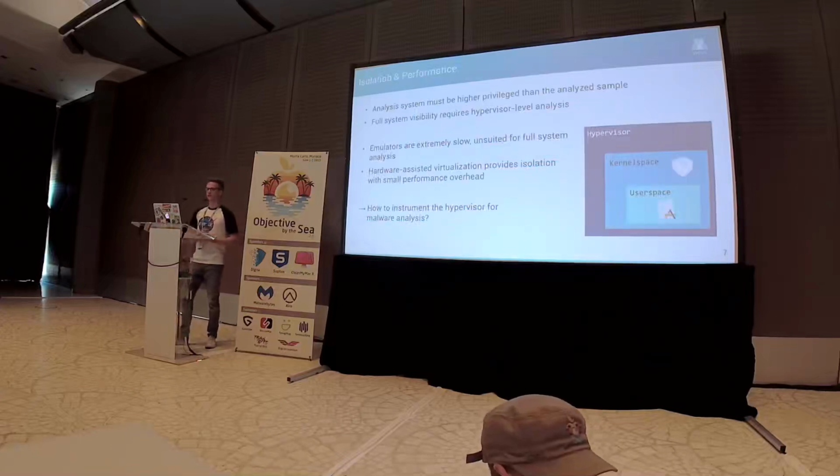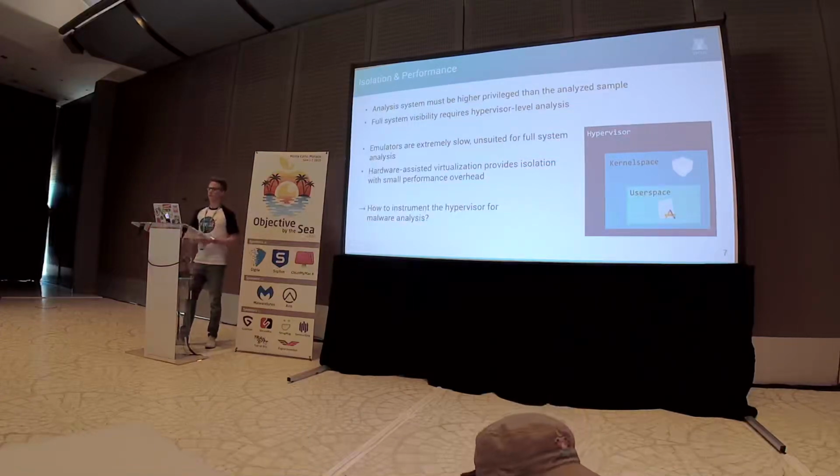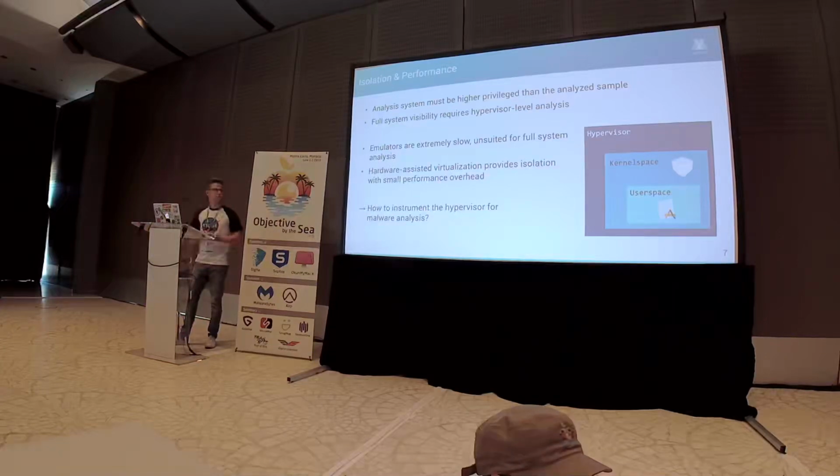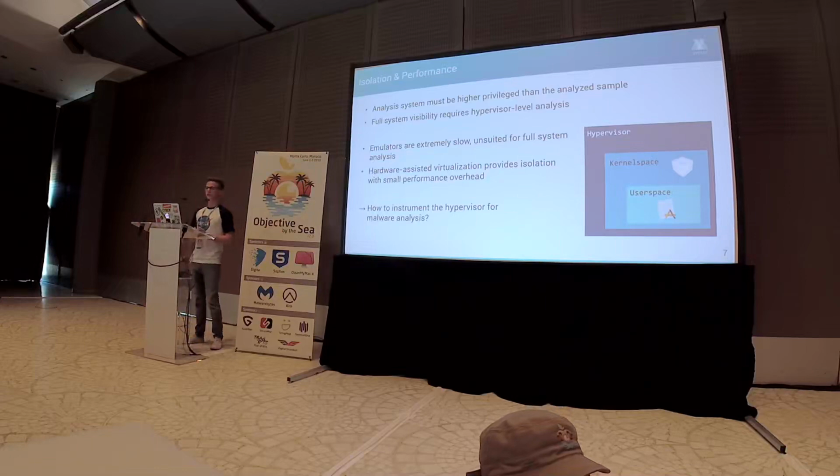So the second goal, isolation, and the third goal, performance. Now, to achieve true transparency and isolation, an analysis system must always run at a higher privilege level than the sample. Otherwise, the sample will always be able to detect that it's being analyzed, hide its malicious behavior, or even corrupt the analysis system. It follows that if you want to analyze user space malware, you need to be at least in kernel space. But if you also want to analyze kernel level code to gain full system visibility, you need to go even one privilege level up, and this is the hypervisor.